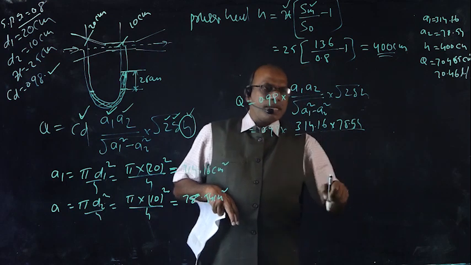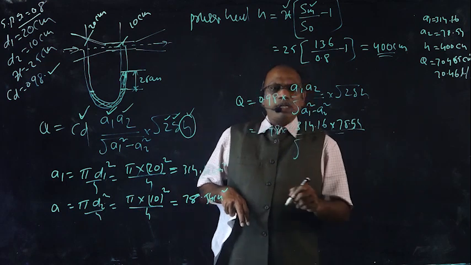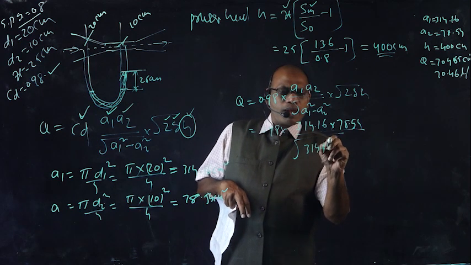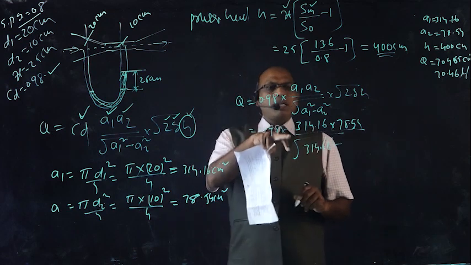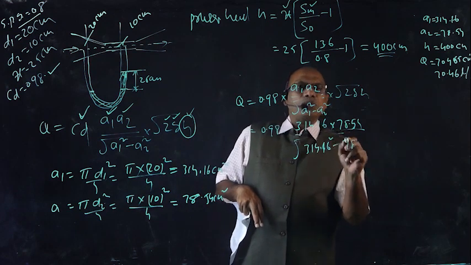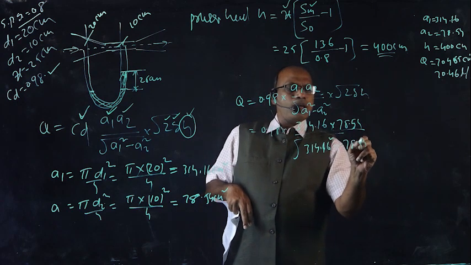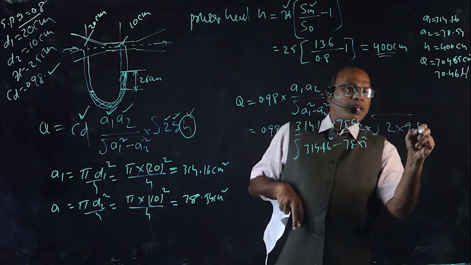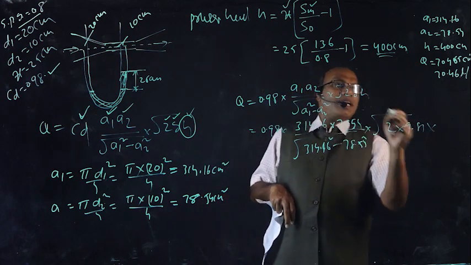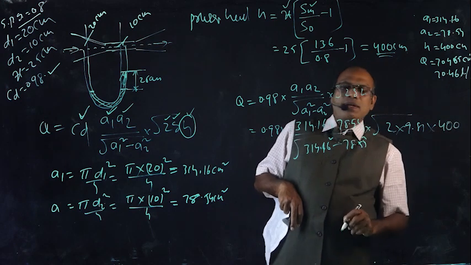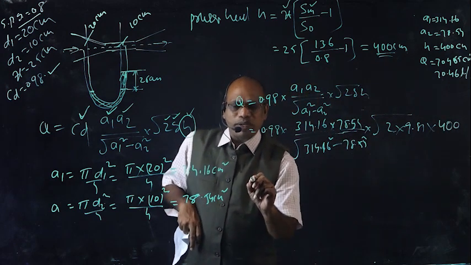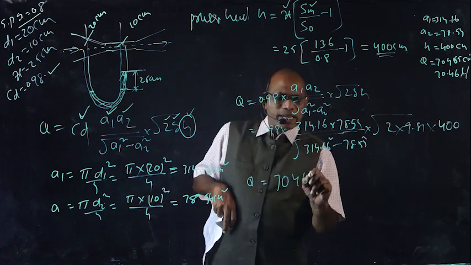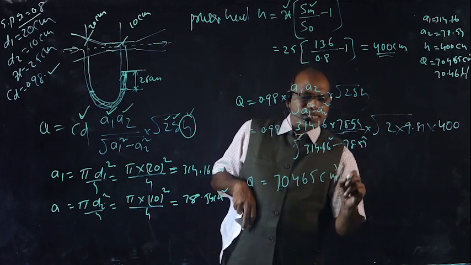divided by square root of A1 square minus A2 square into root 2G, 9.81, into H. What is the H? We have determined here, that is equal to 400. Finally, discharge Q is equal to 70465 centimeter cube per second.